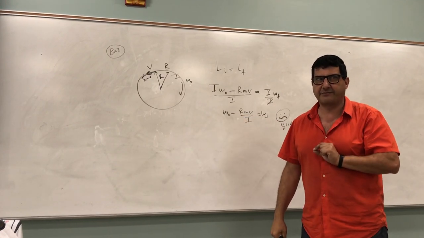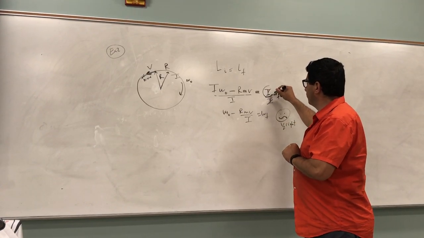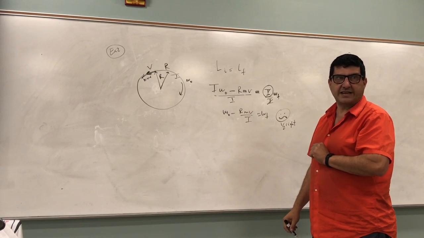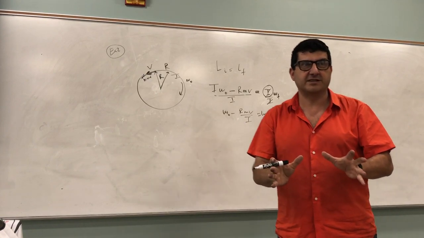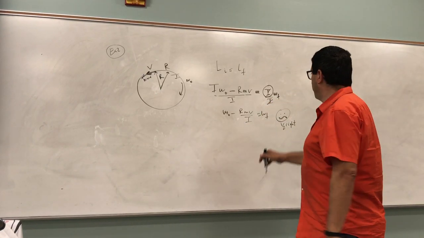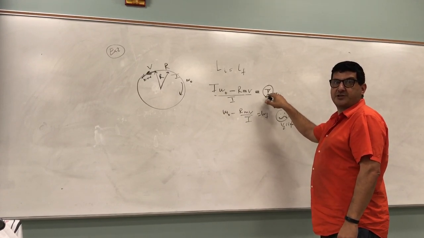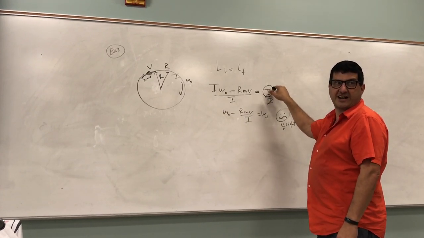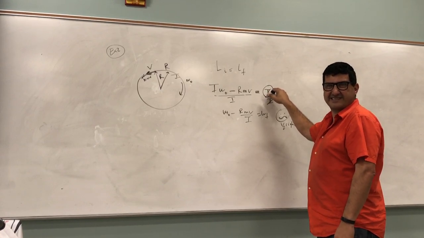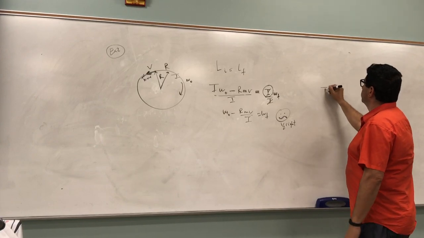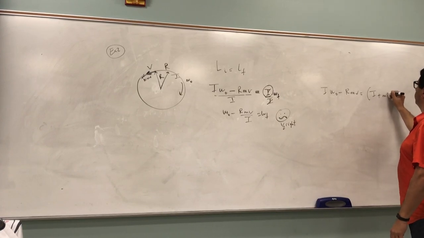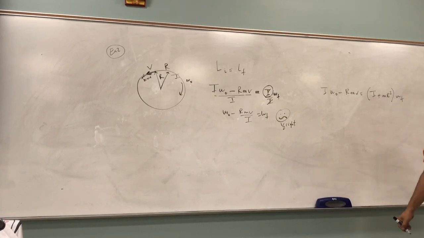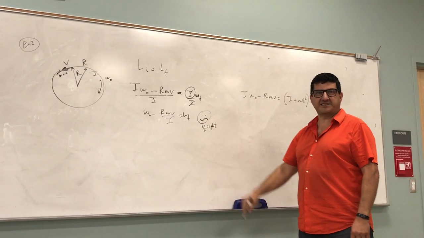But there's a subtle thing that I forgot. That's the moment of inertia. At the end of the case, the cockroach becomes a part of the disc system when he stops. So the moment of inertia of the system is the moment of inertia of the disc plus the moment of inertia of the cockroach. Very subtle, right? So the answer should be I omega zero minus RMV over I plus MR squared. Now no longer the sad face.